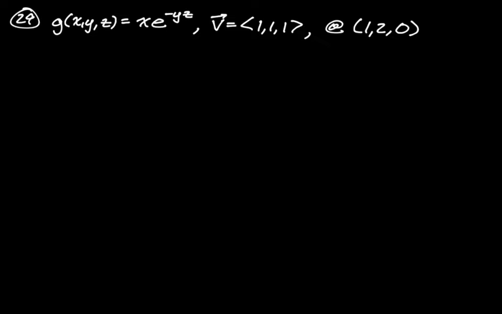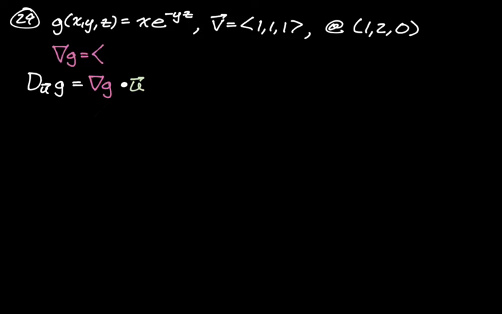Got g of x, y, z, this is number 29, is x e to the negative yz. Our vector is 1, 1, 1, so it's a 3-dimensional vector, and we're going to evaluate this at 1, 2, 0. The plus side of this is that nothing changes. Our directional derivative is still going to be the gradient dotted with our unit vector. So I'm going to write that down. I changed from f to g, though, because it's named g. We need to find our partial derivatives.